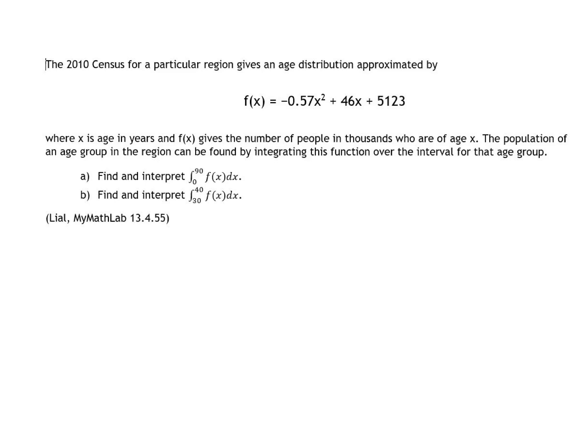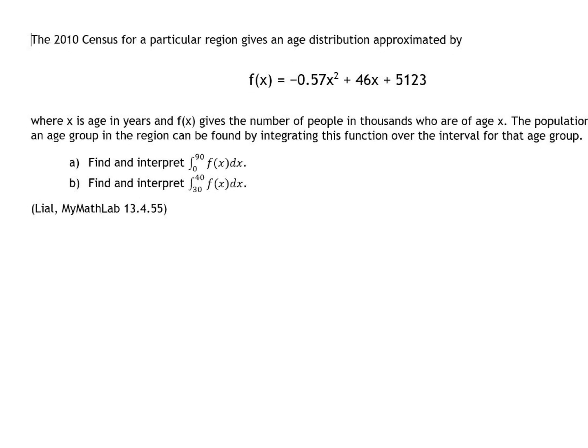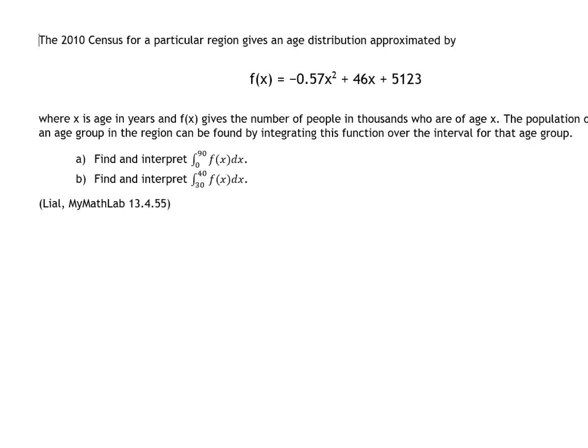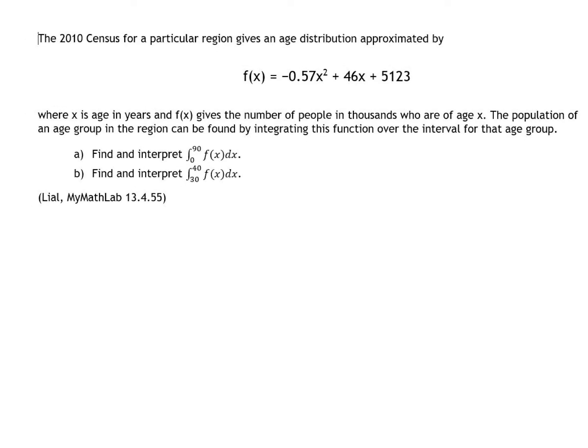So the census in 2010 produced this age distribution function, right? Which basically says how the ages of people were distributed over the whole population. X is the age in years, and F at X gives the number of people in thousands who are that age. The population of an age group in the region can be found by integrating the function and then evaluating that interval over the age group.